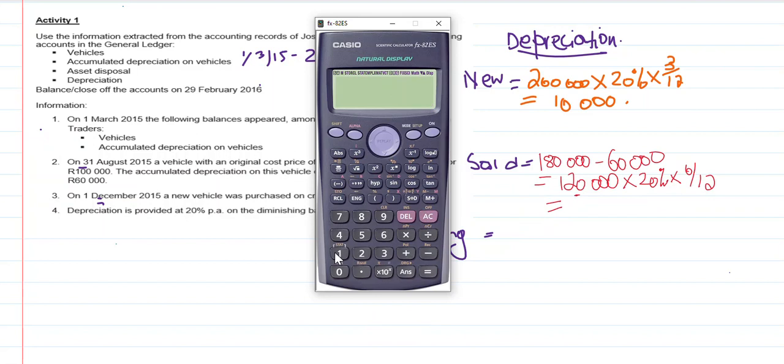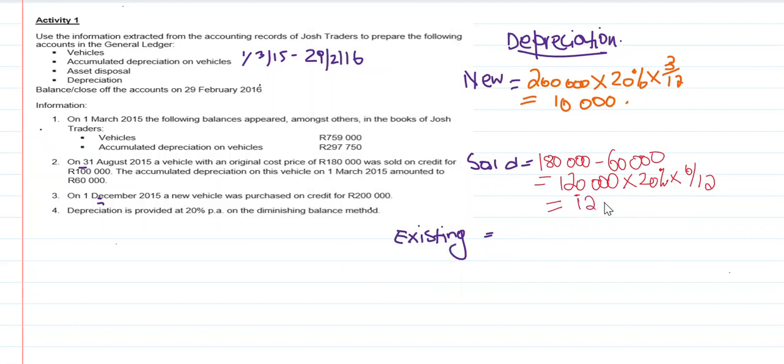Let us calculate it together. Go to a calculator and press 120,000 multiplied by 0.2 multiplied by 6 over 12. So it's going to be 12,000 rand. That's the depreciation of the sold vehicle. Let us do another vehicle again.